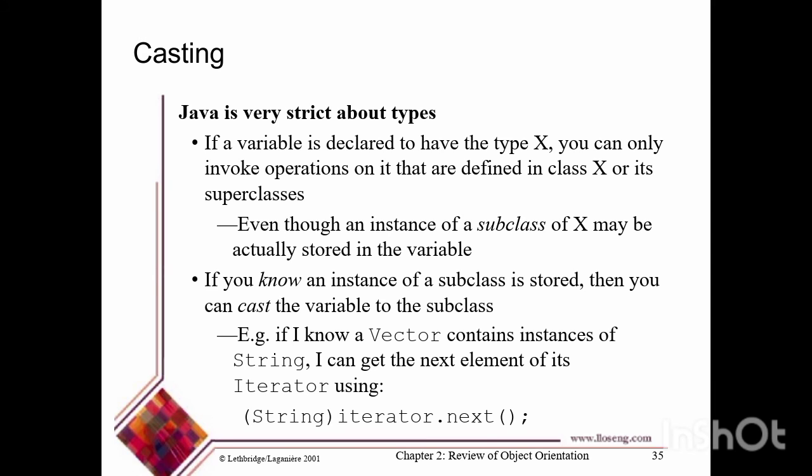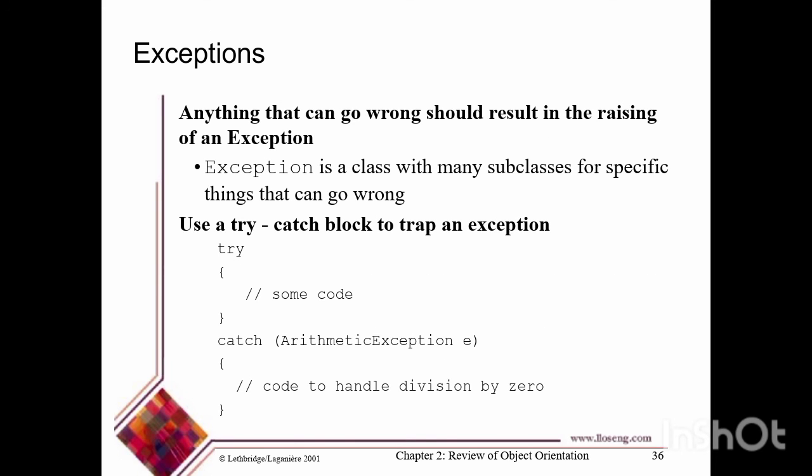And Java is very strict about types. If a variable is declared to have the type X, you can only invoke operations on it that are defined in class X or its superclass. If you know an instance of a subclass is stored, then you can cast the variable to the subclass. And anything that can go wrong should result in the raising of an exception. Here we are using the concept of exceptions. Exception is a class with many subclasses for specific things that can go wrong.